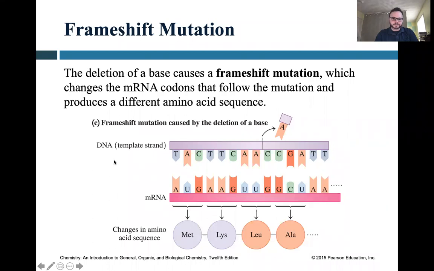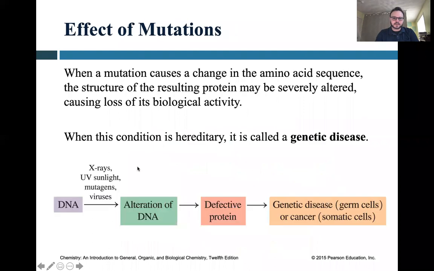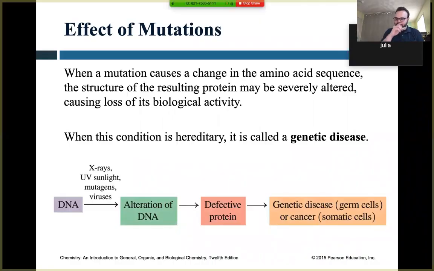All right, so let's keep moving. Effects of mutations, I've been saying this a couple of times. You have your DNA, you have some sort of mutagen, it changes the DNA, that leads to a defective protein, and that defective protein can then lead to genetic diseases. There are two types of genetic diseases, and it depends on where the mutations happen.